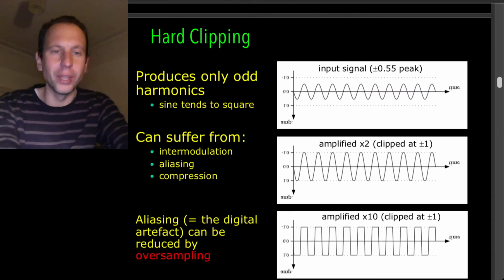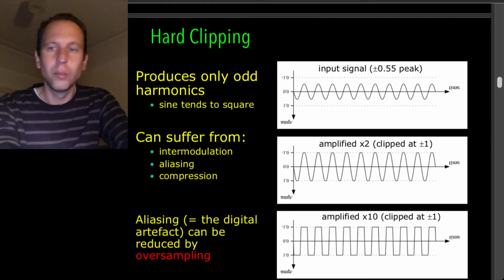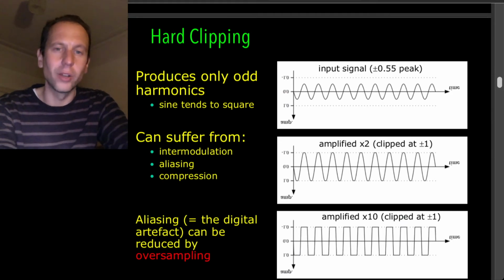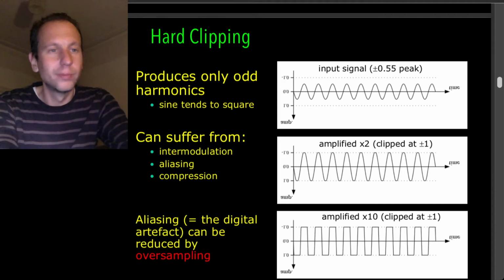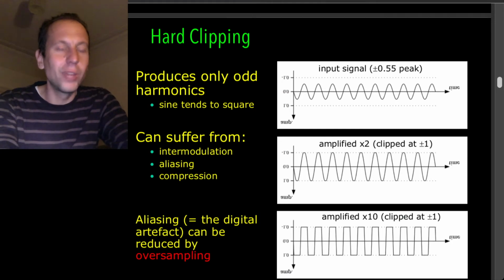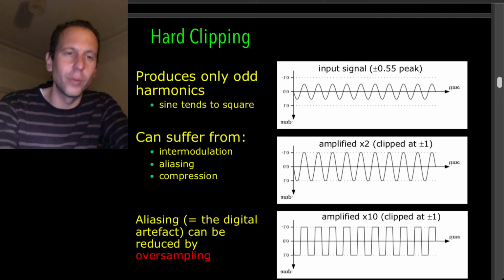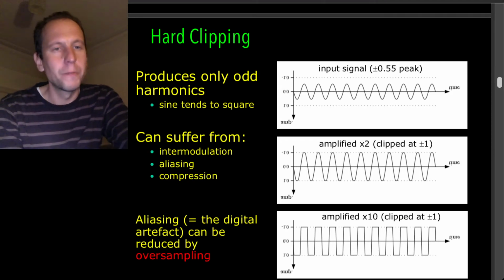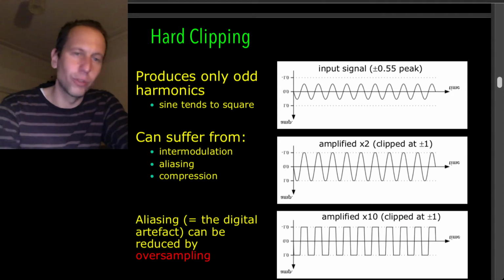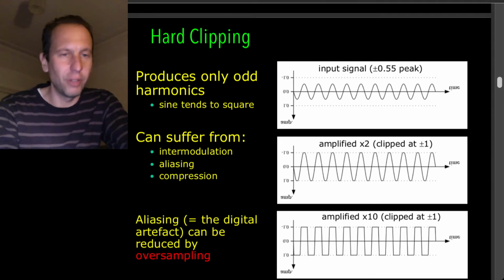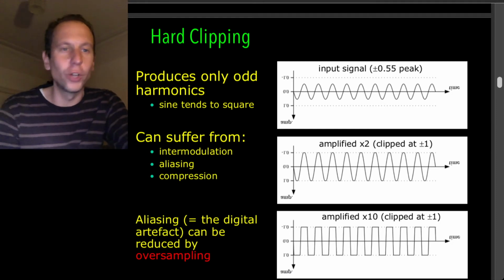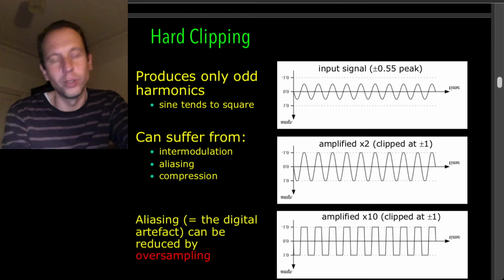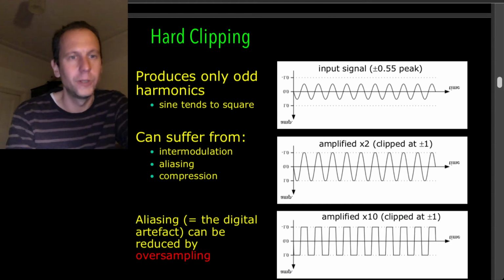Now, the crucial thing is that basic hard clipping, symmetrical hard clipping, meaning that both thresholds have the same but opposite value, will produce only odd harmonics. Okay, so it means if you put a 100 Hz sine wave into a hard clipping process and crank it up, you will get 300 Hertz, 500 Hertz, 700 Hertz, and so forth. You will not get the even harmonics, which would be the 200, 400, and 600. Okay?